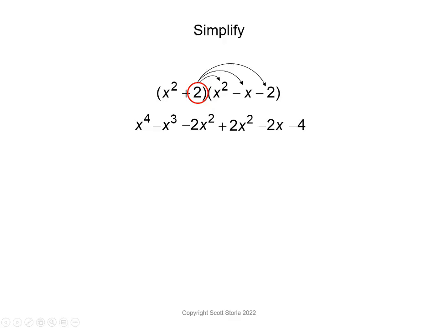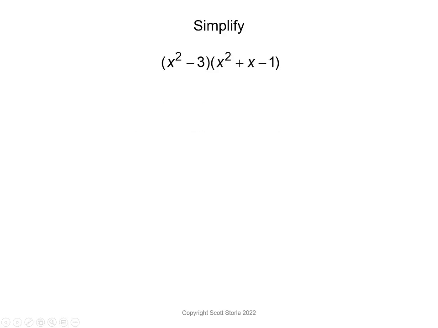Last, I'd collect like terms. I have x to the fourth minus x cubed. Now these two terms will go to 0. I'll be left with a subtract 2x and a subtract 4. So here's my final product. Here's one for you to try.